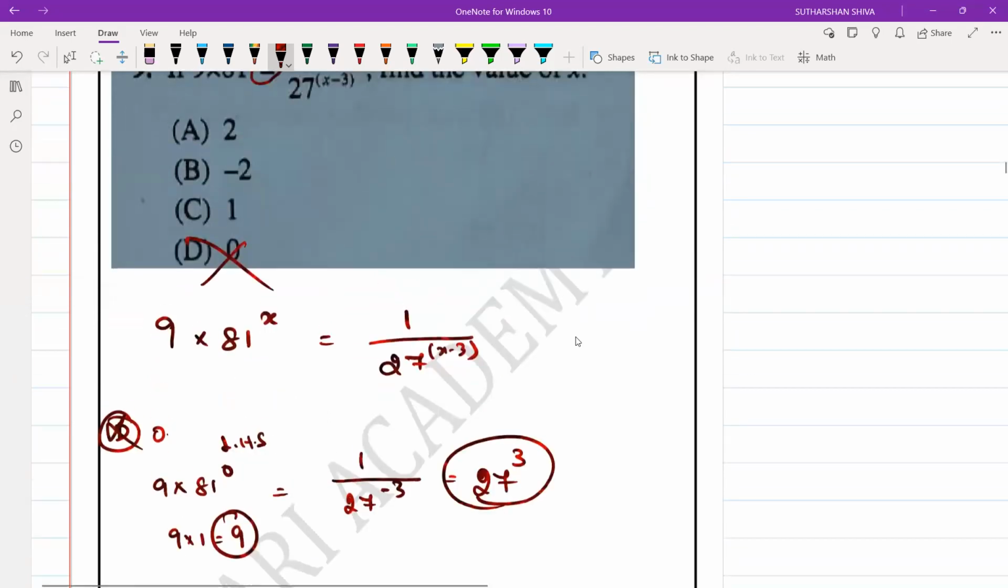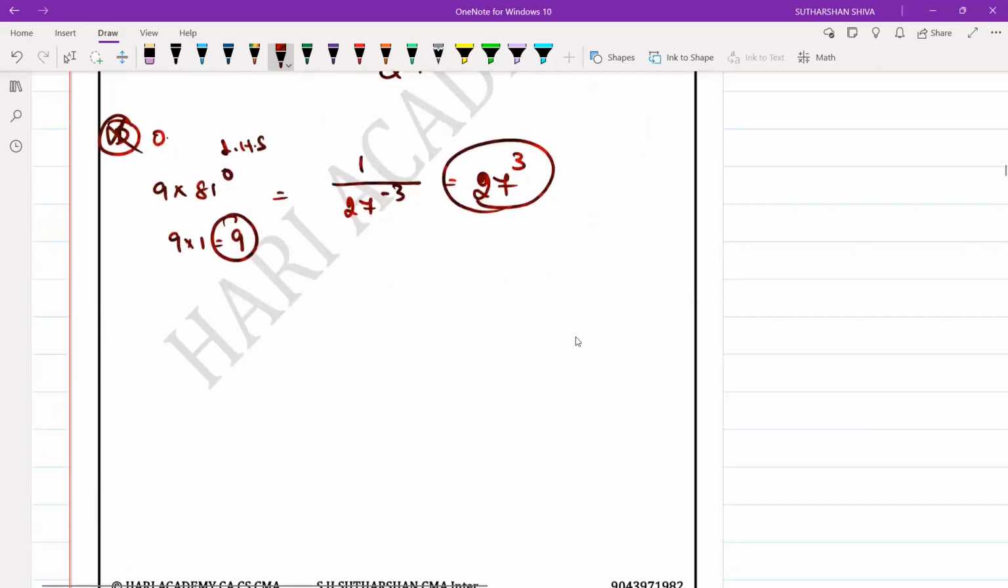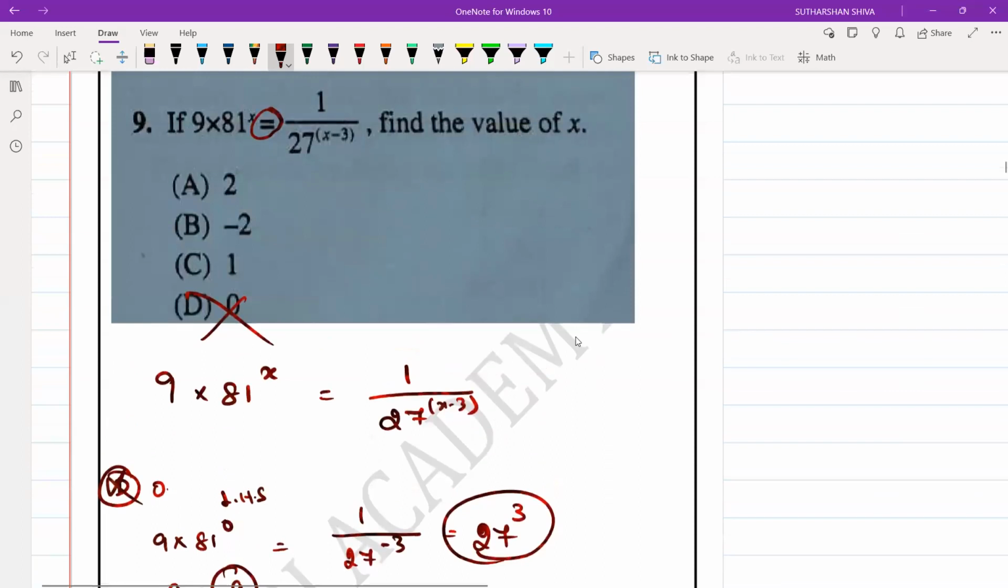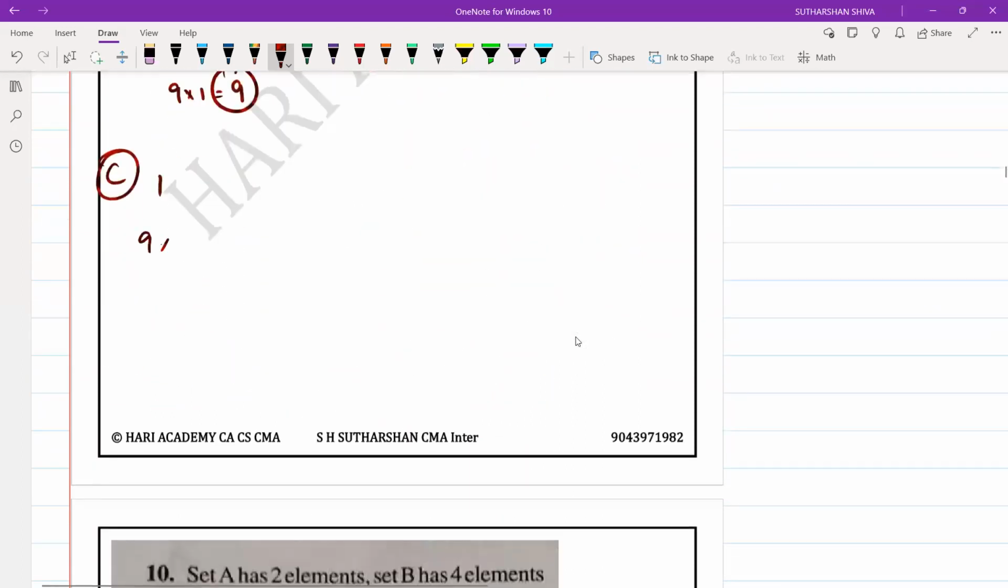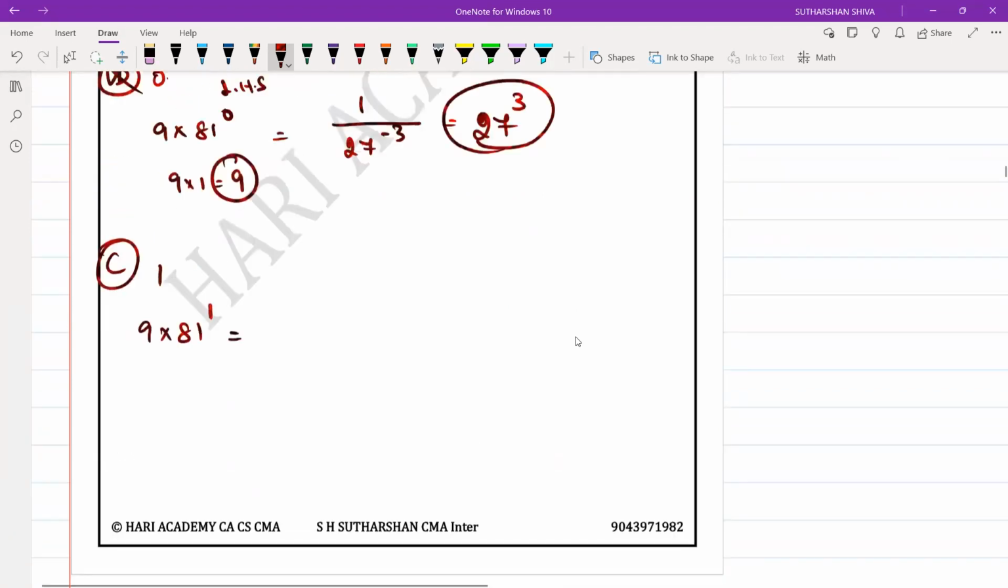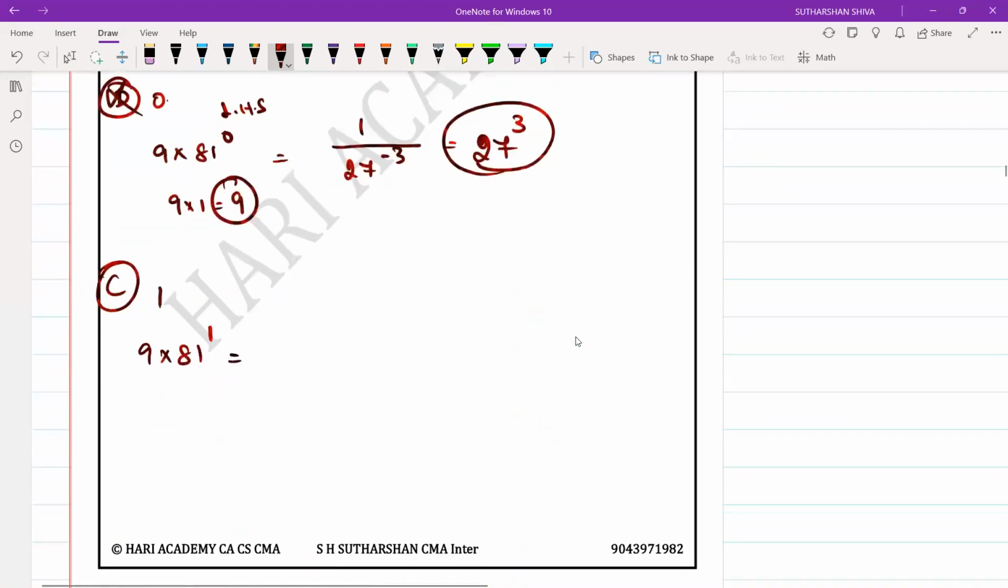Then what is the next easiest one? C is the next easiest one. So we will go with option checking 1. So we will calculate 9 into 81 power 1. 9 into 81 power 1 equals what they have given? 1 divided by 27 into 1 minus 3. It is nothing but 9 into 81. 9 into 81 will become 729.